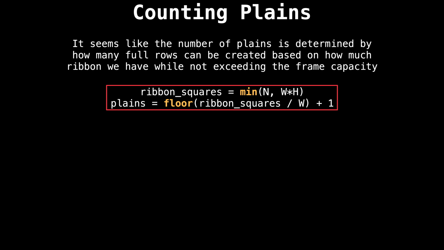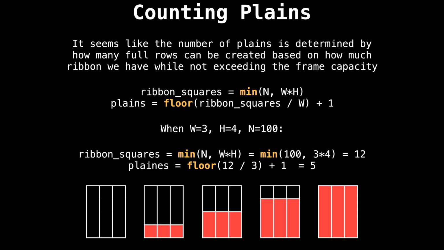Therefore, to count the number of plane scenes, I first normalize the number of ribbon squares to make sure that we don't have more ribbon squares than can be placed on the frame. Then I count the number of planes by counting the number of full rows that can be made. I also add +1 to account for the empty scene, which is always a plane scene we need to exclude. As an example, suppose we have a frame with a width of 3 and a height of 4 and 100 units of ribbon, then we would get a total of 12 ribbon squares and 5 planes.